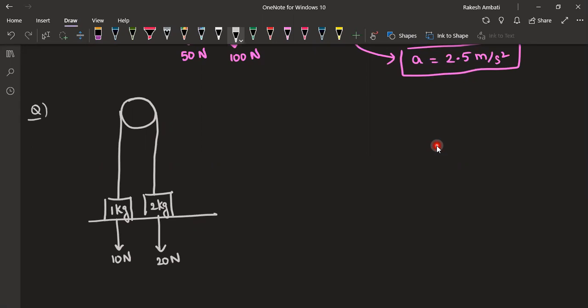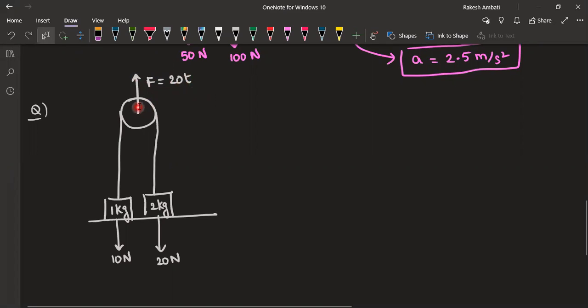Here we have an applied force F equal to 20t. Now this applied force is a variable force. Why? Because as the time changes, this applied force also changes. So it is a variable force.